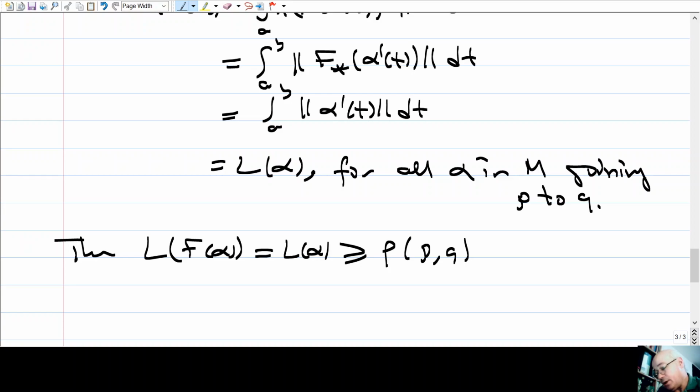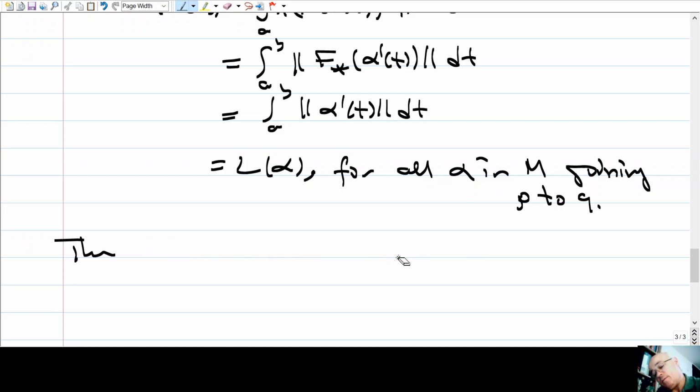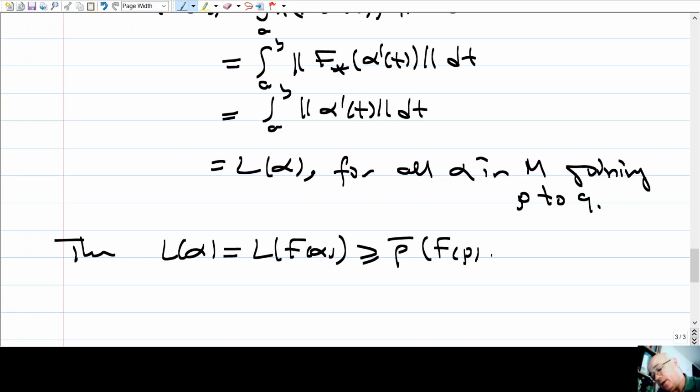Maybe I should have done it the other way around. Okay, let me do it this way. Rho of PQ, no. Then I have this L alpha, which is L of F alpha, and this is just one of the curves joining f of p to f of q. Therefore, it is larger than rho bar, the intrinsic distance between f of p and f of q.